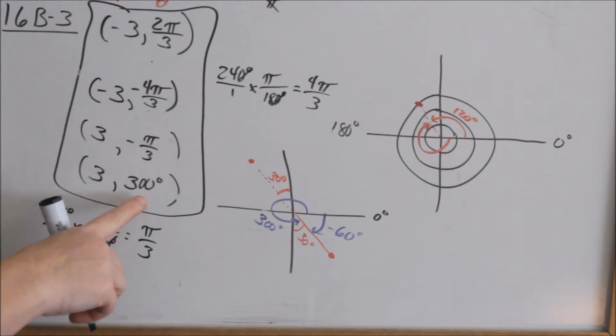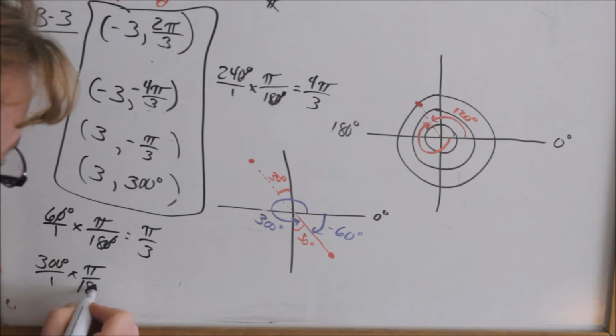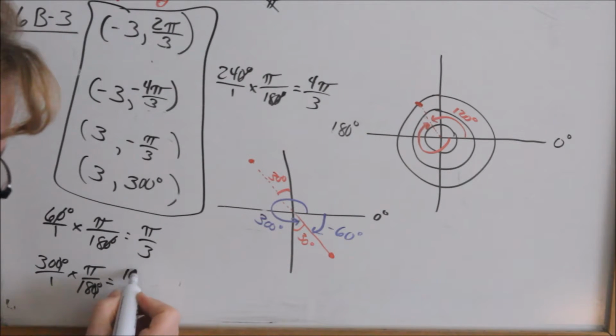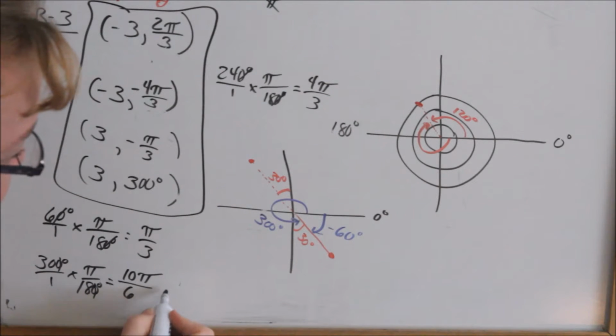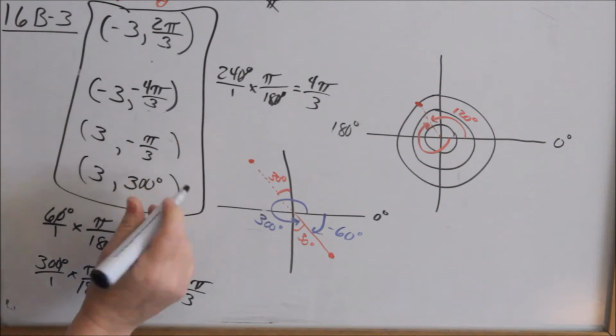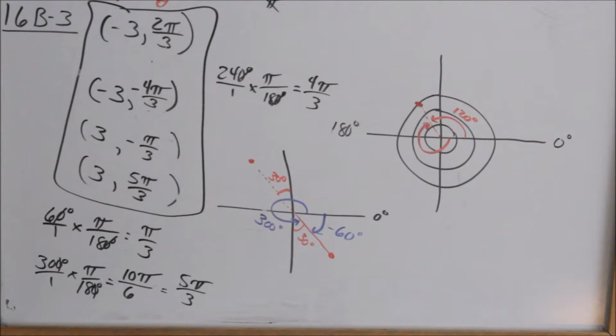Now we need to change 300 degrees. The zeros cancel. Now we're reducing 30 and 18. I know I can reduce them both by 3. That would be 10 pi over 6. I can reduce again by 2. So that would be 5 pi over 3. So this one, and it's a positive, 5 pi over 3. So the pattern is, both r's are negative, one of these angles should be positive, one should be negative. Both of these r's are positive, one angle should be negative, one should be positive.